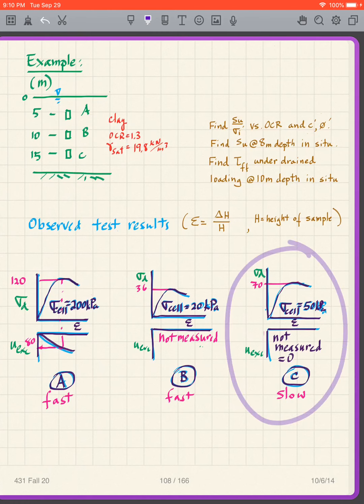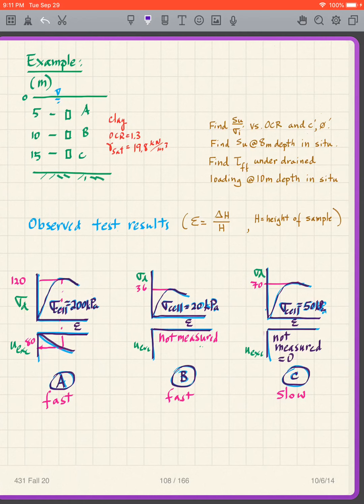For our last one, it's a slow test, so it's a drained test. Our cell pressure is 50 kilopascals, so we consolidated at 50 kilopascals. We got a sigma deviator at failure of 70. And we didn't measure U excess, but it's a drained test, so it should be 0. So we're going to take it as being 0.